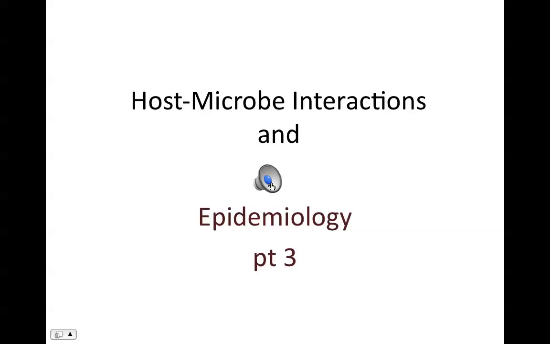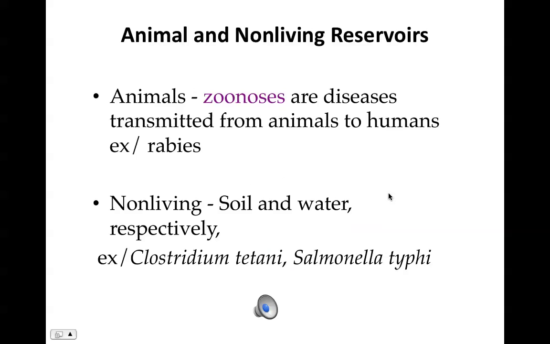Host-microbe interactions, and epidemiology. Animal and environmental reservoirs. Animal reservoirs, of course, are animals that carry diseases that can be transmitted from them to humans. A specific word that means just that is zoonoses, diseases transmitted from animals to humans, such as rabies. Environmental reservoirs would be soil, water, and any other type of material that would be considered an environmental source.